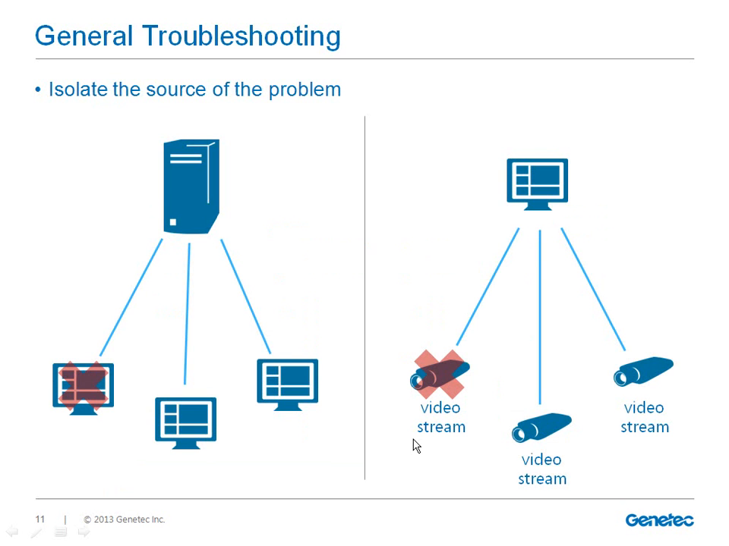Now, when doing basic troubleshooting, the first thing to look at is where the problem is happening, and compare that to other entities of the same type on the system. For example, if you're unable to see live video, is it only on one workstation, or are all workstations experiencing the same problem? Is it only one camera that can't be viewed on that workstation, or is it all the cameras?